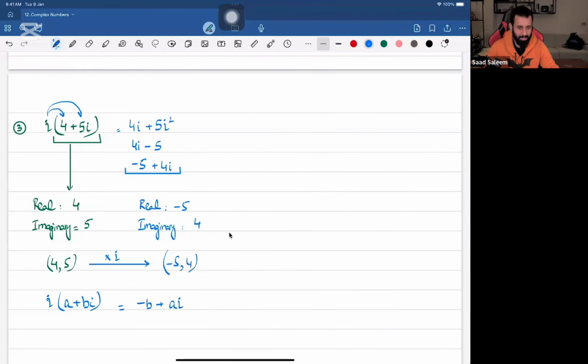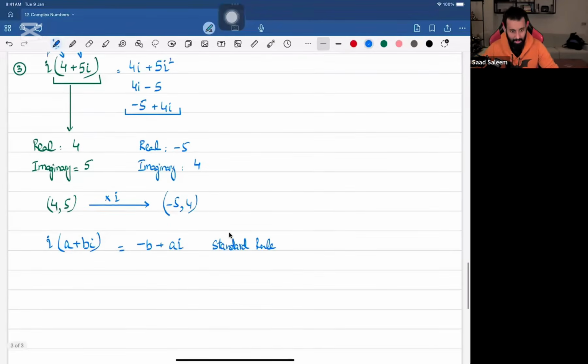And this is no magic, no rocket science. The reason is that a i times b i becomes b into i squared, which becomes b into minus 1. And that's the reason. So this is the standard rule.